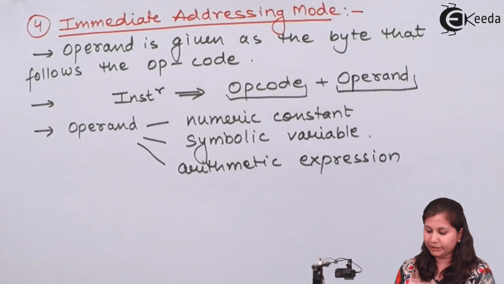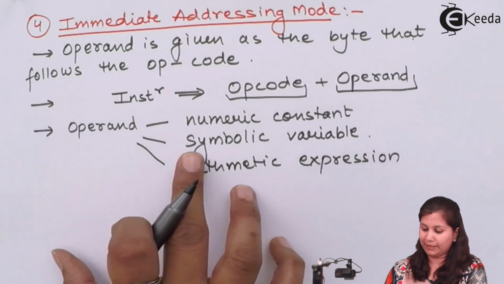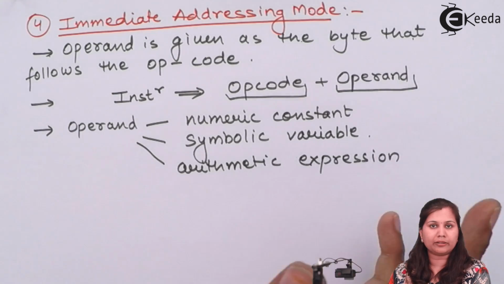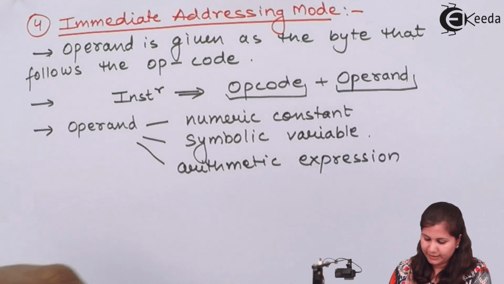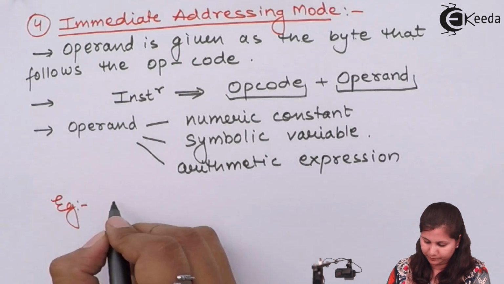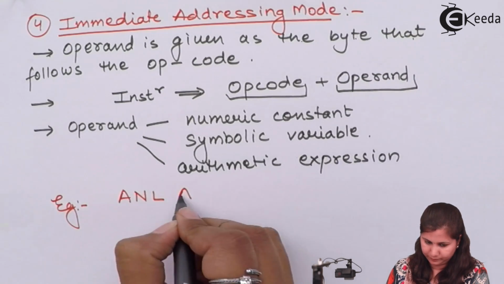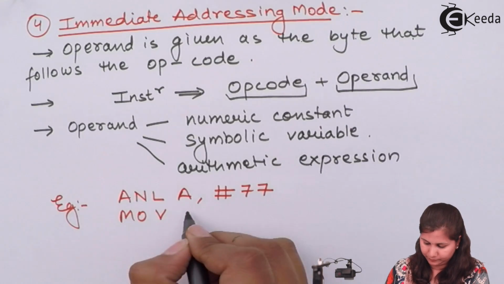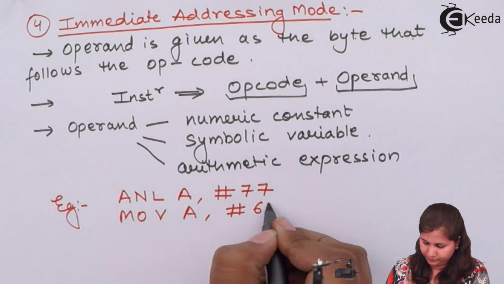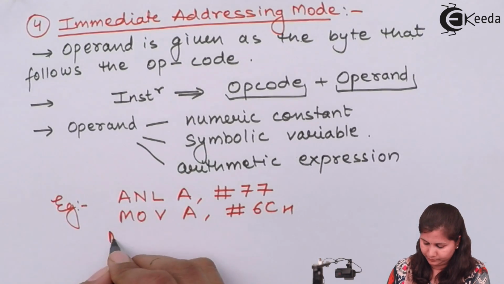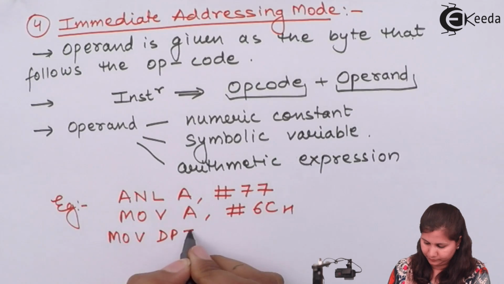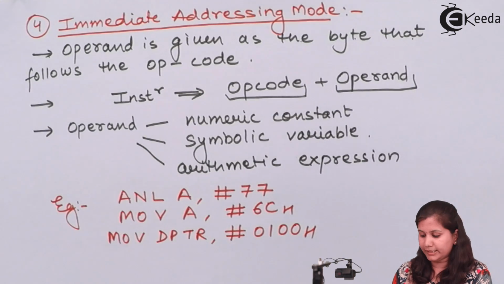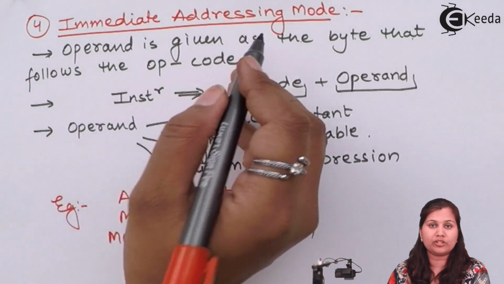Okay, so operand can be any of these. It can be a numeric number, it can be a symbolic variable like any of the register symbols we can write, or it can be an arithmetic operation. Example of this is: these are the instructions which use the immediate addressing mode.